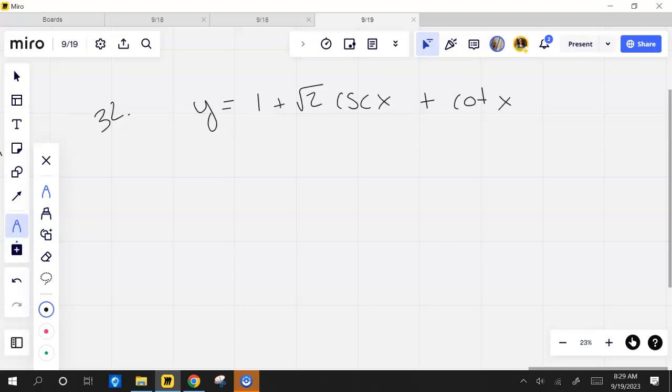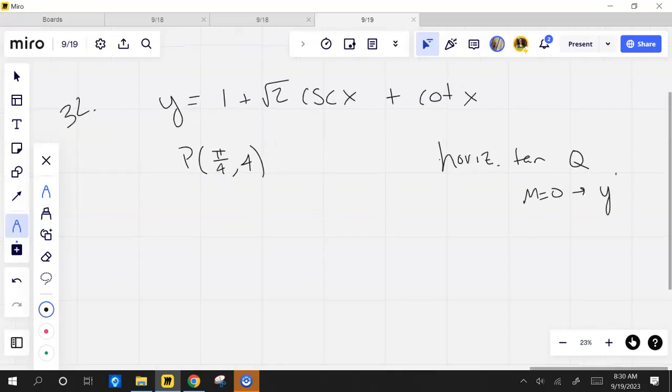I need the tangent at P, which is pi over 4. And I need the horizontal tangent at Q, and I have no information for Q. But knowing that it's a horizontal tangent gives me information in and of itself. What's that information? If I tell you something, what equals 0? Derivative. The slope is 0, which means the derivative is 0, right? So if I can find where that happens, then I can also find that point.